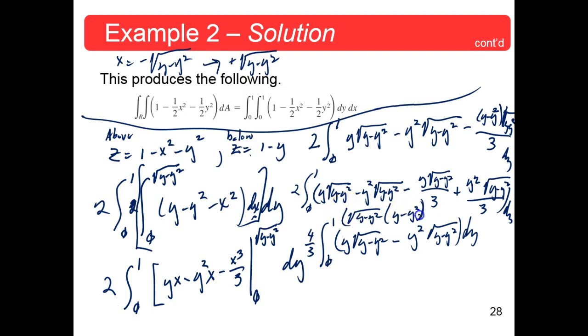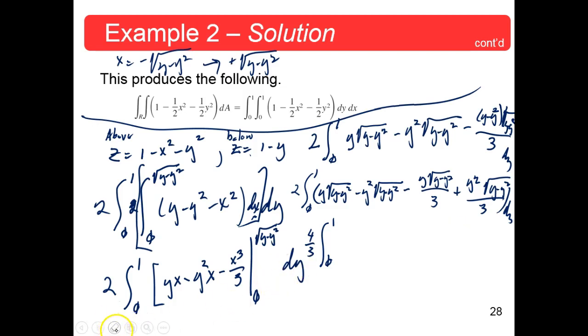I'm going to go back and erase because I don't have room to spread it out. I can just remember and make all the terms work. So it's y minus y squared to the 3/2 power times dy.